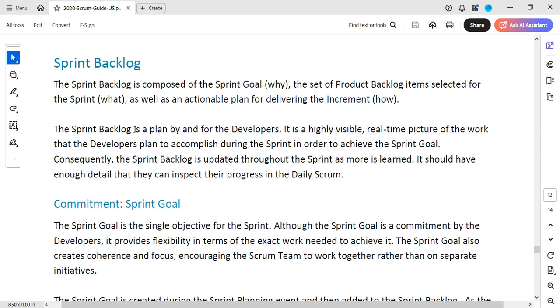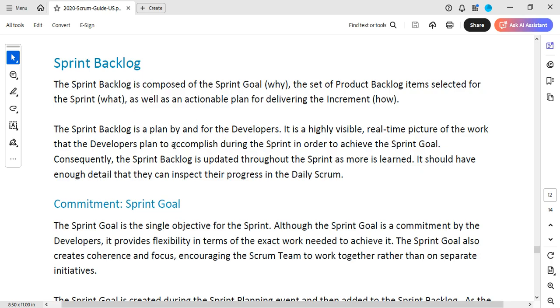The sprint backlog. The sprint backlog is composed of the sprint goal. Why? The set of product backlog items selected for the sprint. What? As well as an actionable plan for delivering the increment. How? So the sprint backlog is composed of the sprint goal. Why are we even doing the sprint? The set of product backlog items selected for the sprint. So what have we selected that will help us deliver in this sprint, as well as an actionable plan for delivering the increment. So how are we going to deliver the increment, or how are we going to deliver this work?